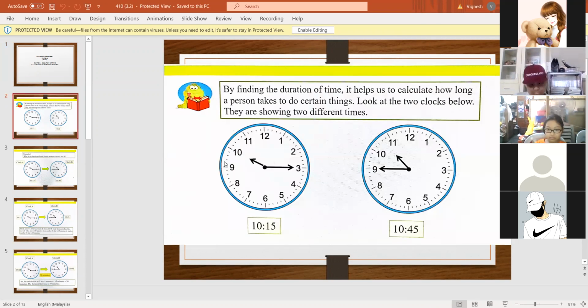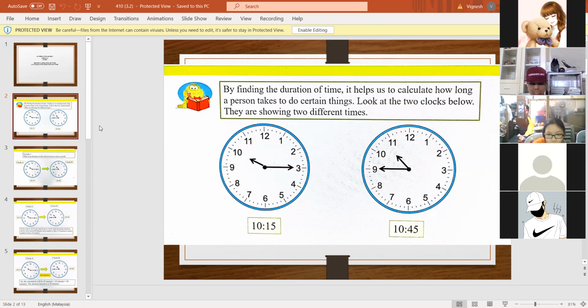Can you see my screen? Yes, teacher. Okay, finding the duration of time helps us calculate how long a person takes to do certain things. So look at the 2 clocks below. They are showing 2 different times, correct or not? Number 1 is 10:15, right? Number 2 is 10:45, correct?